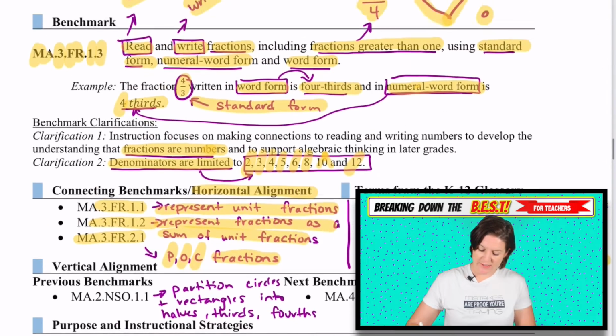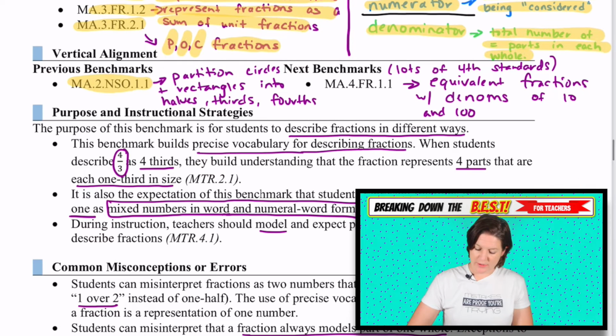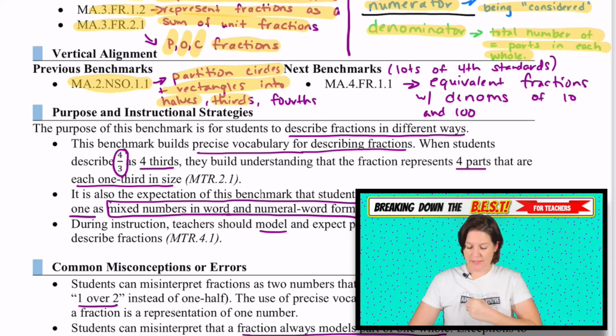Where are they coming from in second grade? In second grade, they partition circles and rectangles into halves with a denominator of 2, into thirds with a denominator of 3, and into fourths with a denominator of 4.